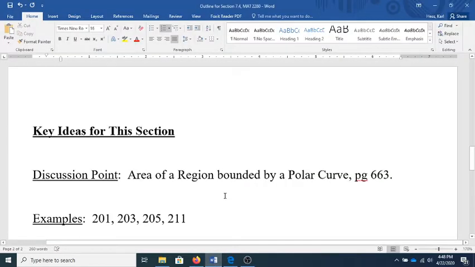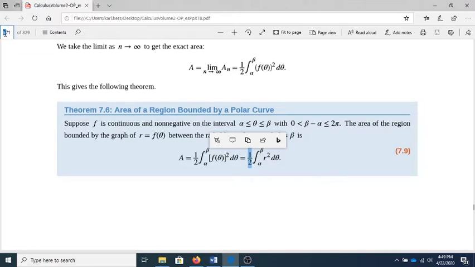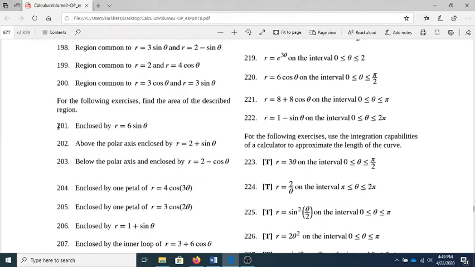So, let me see. Looks like we'll start with problem 201. This is at the end of section 7.4. So, we'll advance ourselves to page, I know I typed in 677, but as you can see, that's really 669 in the book. Scroll down, problem 201. For the following exercises, find the area of the described region. Area enclosed by r equals 6 sine theta.